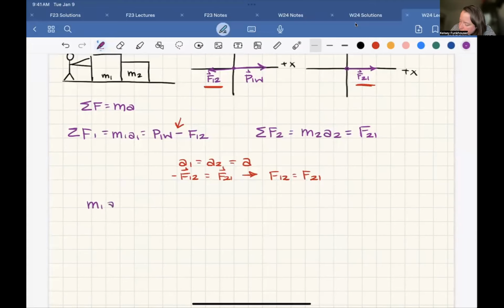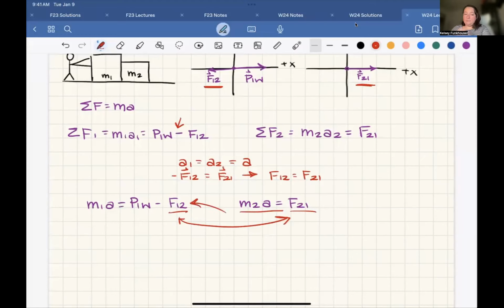So we still have mass 1 times acceleration, and then we have the push force minus force 1,2. And then we have mass 2 times just acceleration, and then force 2,1. And remember, these two forces are the same. So we can actually just plug this in to that equation.